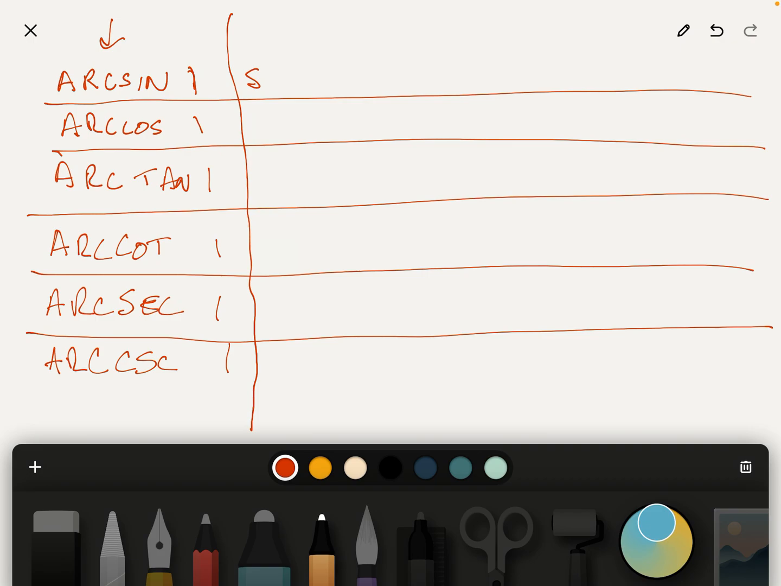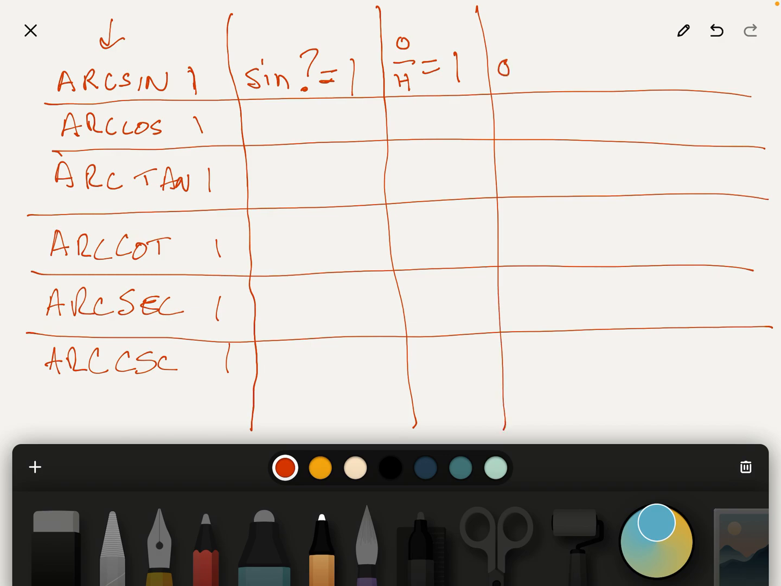If somebody asks me, what's the arcsine of 1, I have to think, okay, the sine of what angle equals 1? So we're looking for an angle such that the sine equals 1. Well, that means opposite over hypotenuse must equal 1, or in other words, opposite must equal hypotenuse. When does that happen? Oh, yeah. That happens with an angle of 90 degrees, or, of course, we have to think in radians here, pi over 2. So that's the arcsine of 1.